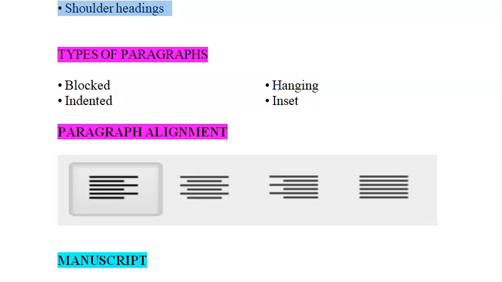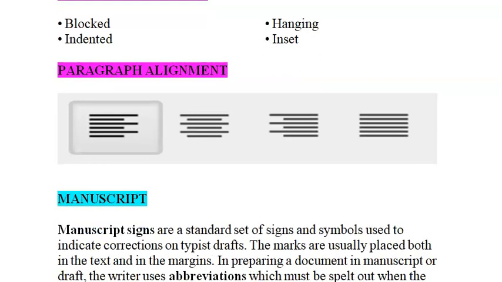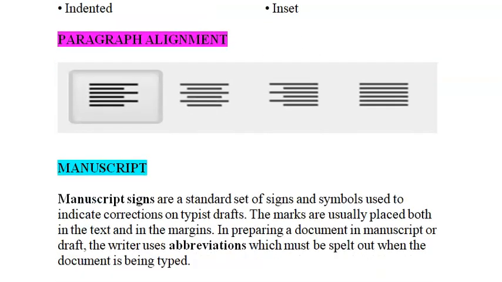Alright, so I have attached here paragraph alignment. Now I have the 4 alignment icons here. So this, when the information is flushed to the left, realize that everything here on the left side is even. That is left aligned. So the information is left aligned.